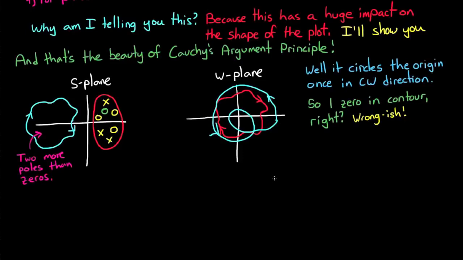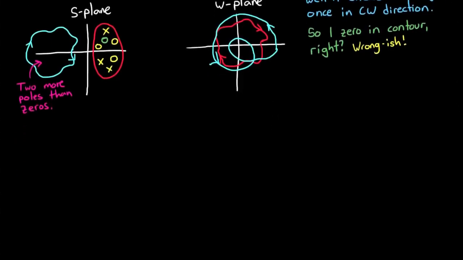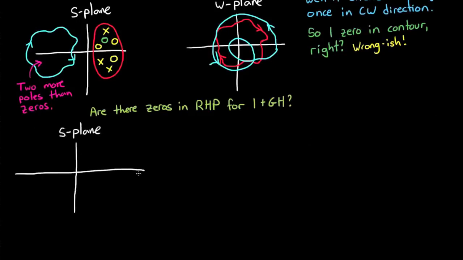In order to figure out how this information helps us, let's get back to our problem. We're trying to figure out if there are any zeros in the right half plane for 1 plus GH, because if there are, that means that the closed loop system is unstable. And now we know how to use Cauchy's argument principle to determine if there are any zeros inside of a contour. So at this point, it should be obvious that if we want to see if there's any zeros in the right half plane, then we need a contour that encloses the entire right half plane.